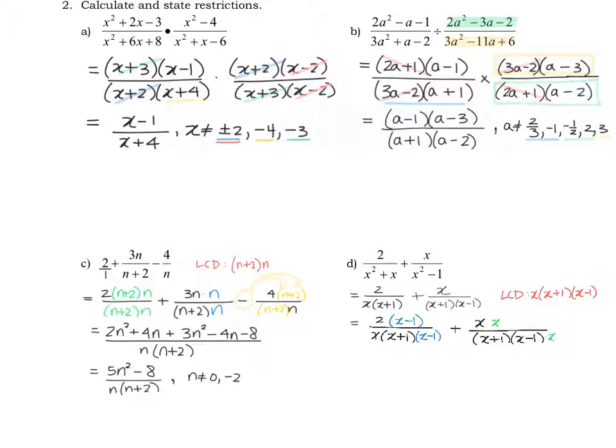So let's expand the numerator, and then we can collect any like terms and simplify as needed. For the denominator, again, don't expand it, just leave it in factored form, like so. This is going to give us x squared plus 2x minus 2 over x(x plus 1)(x minus 1). And our restrictions are going to be x cannot equal 0, positive 1, or negative 1.